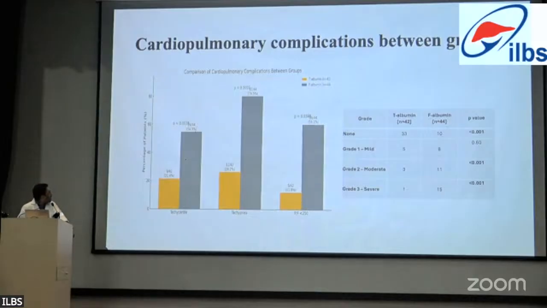So we have seen that in the tailored albumin dose group, we have 33 patients without any complication, and grade 1 complication has developed in 5 patients only. But among the fixed dose albumin, grade 3 severity has developed in 15 patients. So what is the total albumin given?